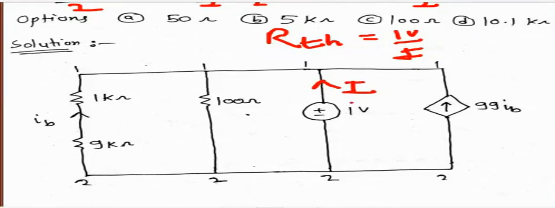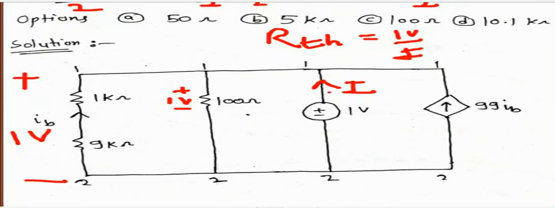Now this 1 volt source and this 100 ohm are in parallel, so here also the voltage will be 1 volt. This 10 kilo ohm and the 1 volt source are in parallel, so here also the voltage will be 1 volt.